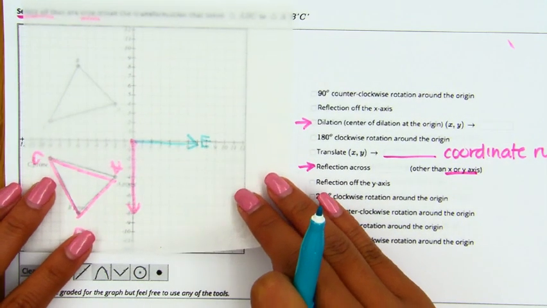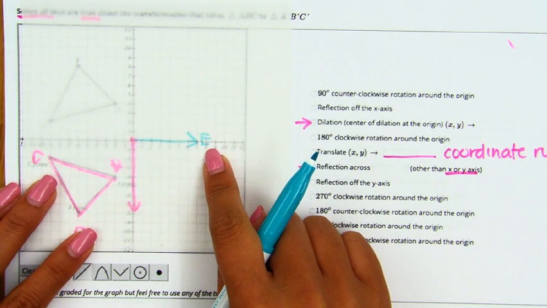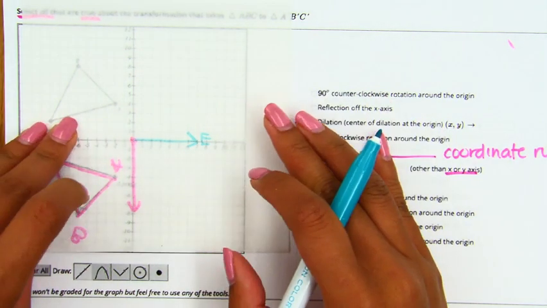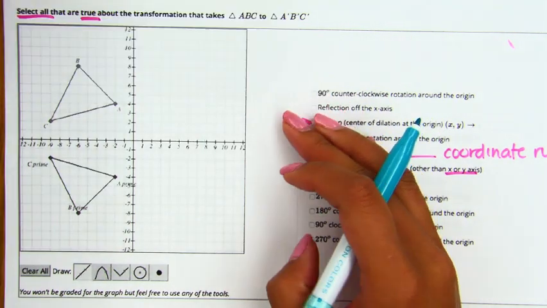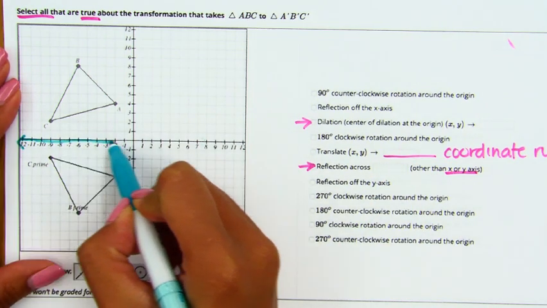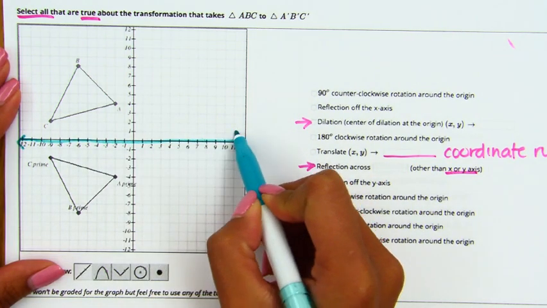Notice my arrow is still pointing to the east, which is a good sign. And you're going to notice that this triangle matches up perfectly. So for that reason, I'm definitely going to go with a reflection. But what type of reflection? Well, I would say it's going across this axis here.